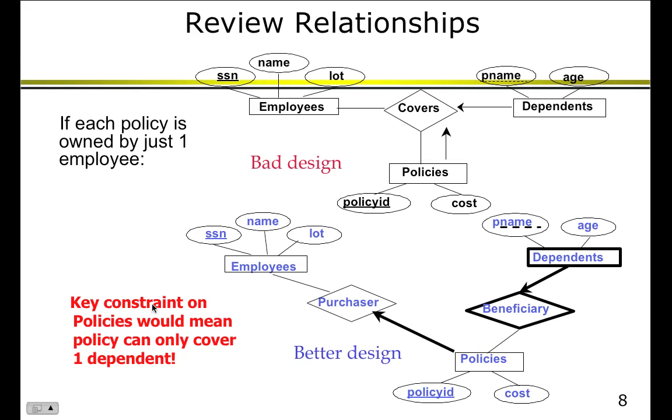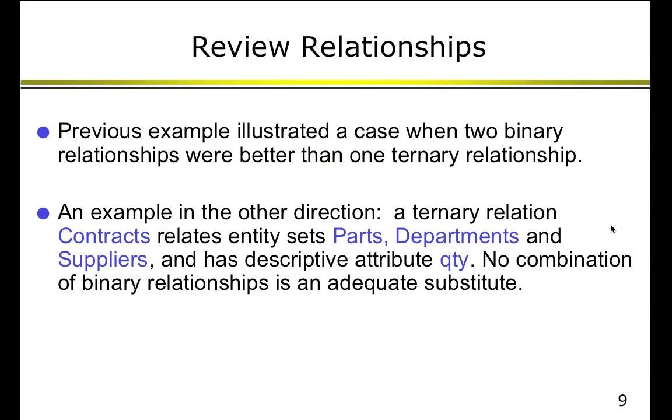We said the key constraint on policies would mean that a policy can only cover one dependent. So we have the policy here now, with policy number and cost. We've moved the policy number around a little bit. Don't worry about what changed, but think about the relationships: restructure the diagram to account for all of the relationships, review them.